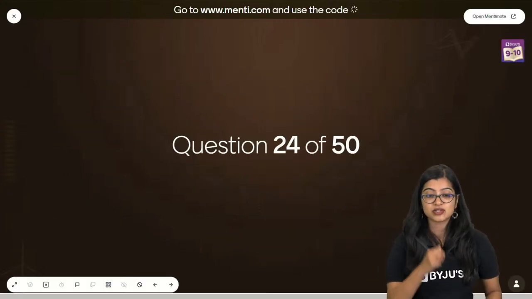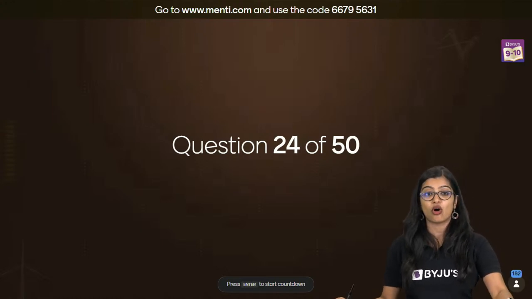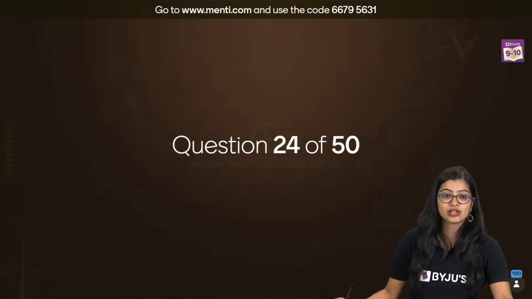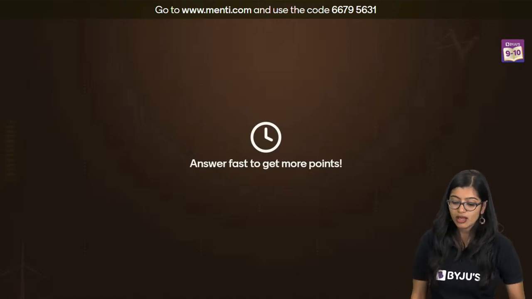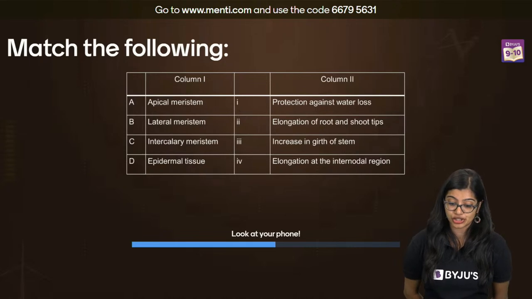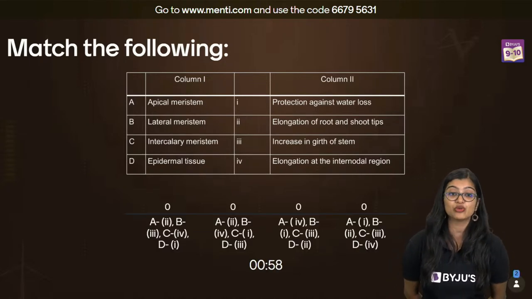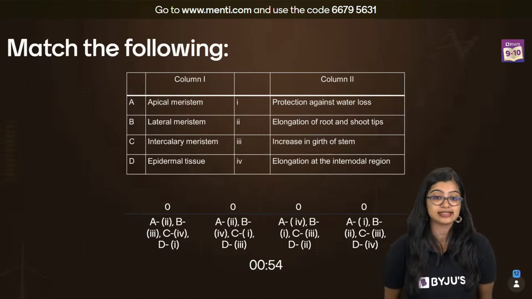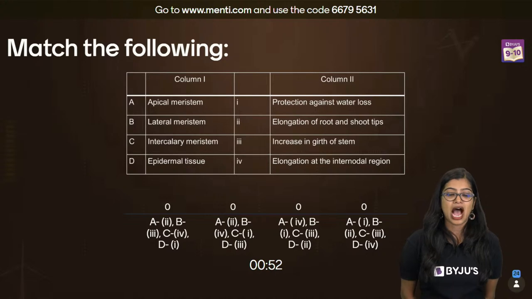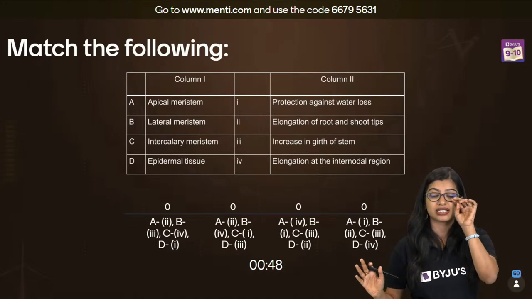Now, of course, with this, we are going to move on to the next question, right? So question number 24 on your screens, yes? So let's have a look. All right. So now again, you have this based on tissues where you have apical, lateral, intercalary and epidermal, and in column 2, you have the functions which are given. So again, you have 60 seconds for this. Take your time and answer. I'm not going to talk in between so that you have your utmost focus on answering, right?